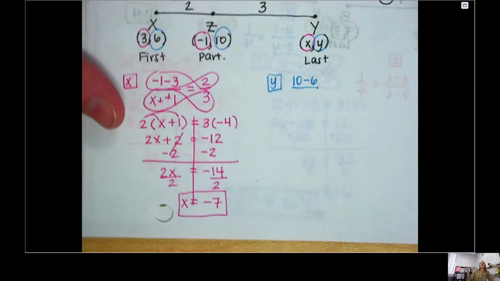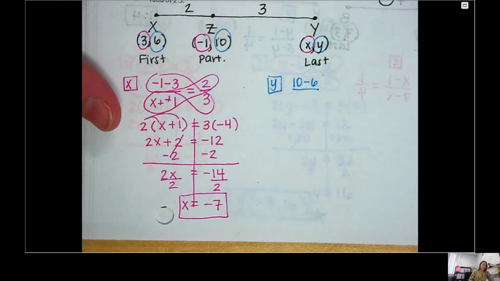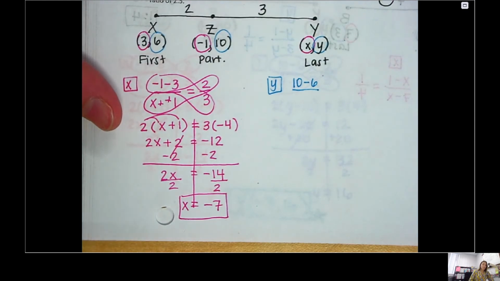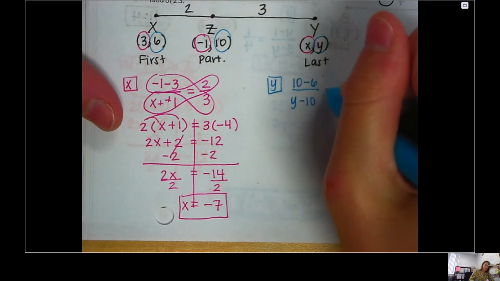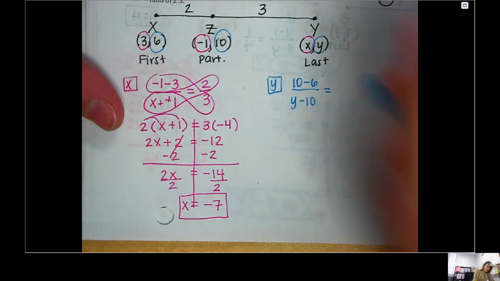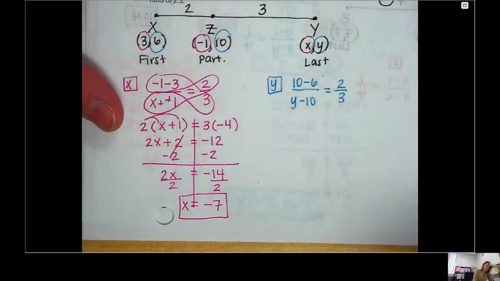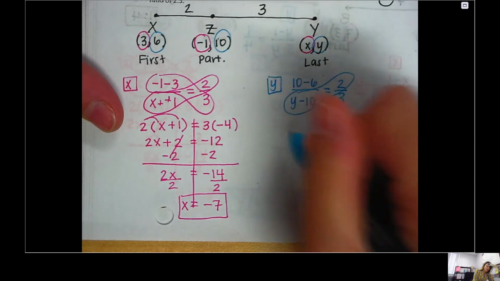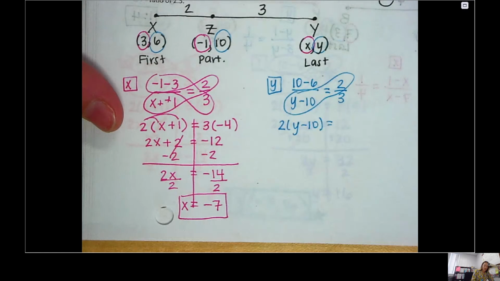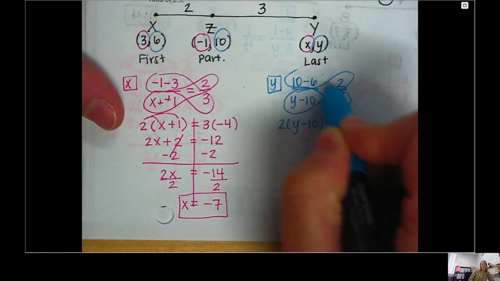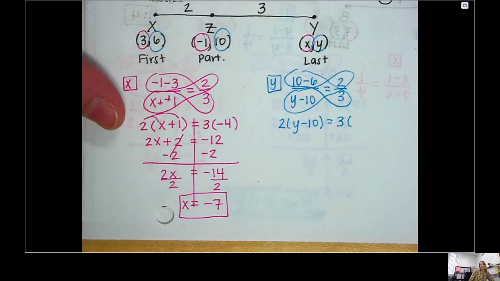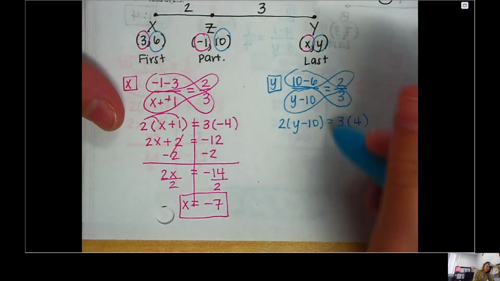Actually, nobody's talking except for Zarian. Y minus 6. No, y minus 10 equals 2 over 3. Okay, so let's do this quickly. 2 times parentheses y minus 10 equals 3 times parentheses now. What is 10 minus 6? It's 4. So I don't have to distribute, I can just put a 4 there.